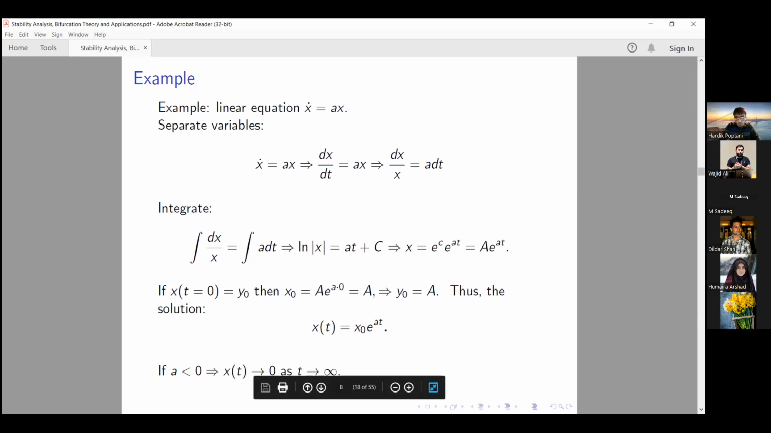And therefore, if a, let's say, is less than 0, then x of t will, of course, be going to 0 as t goes to infinity, because obviously that would be e to the minus infinity, which would converge to 0. And if a is positive, it will diverge, as yes, it can go to either plus or minus infinity, depending on the sign of x naught.